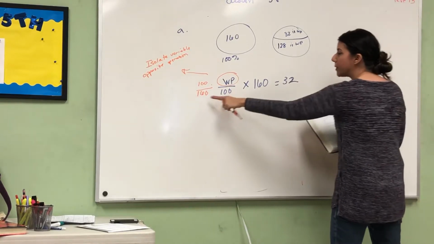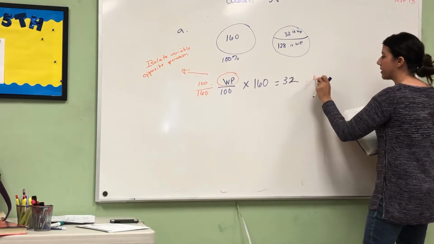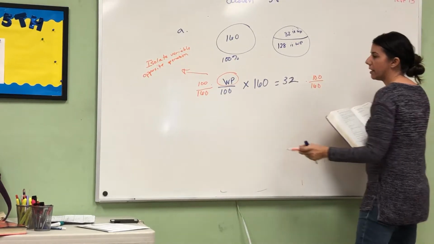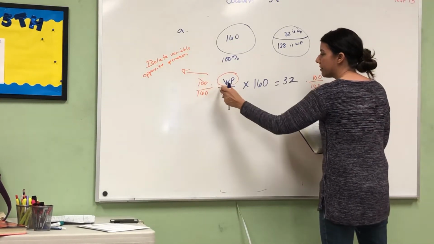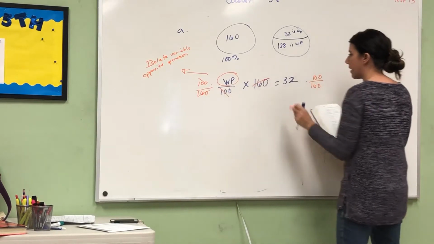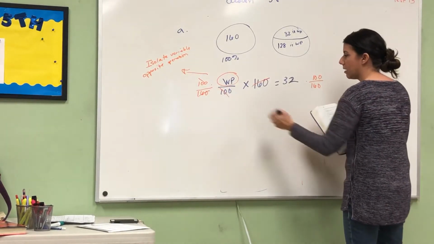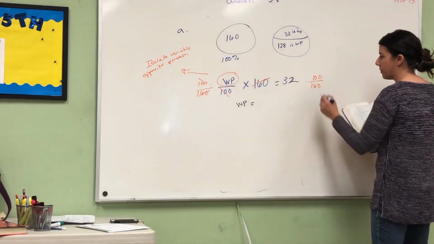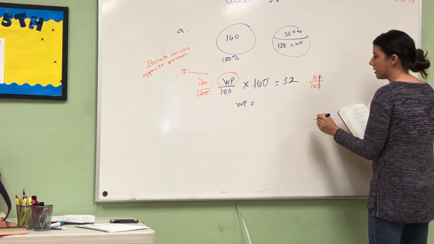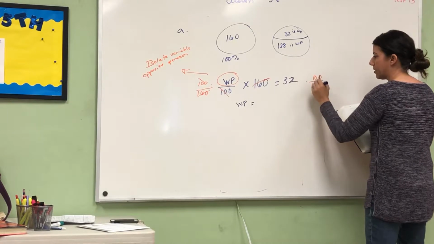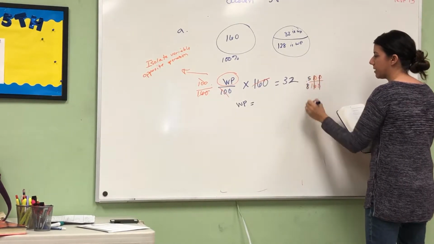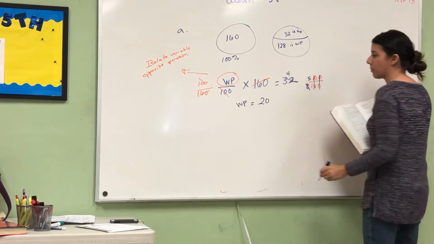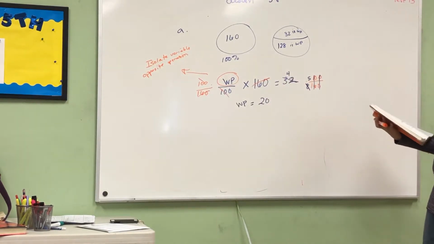So whatever we do on this side, we have to do on this one. The hundreds divide out, 160s divide out. So we get what percent is, and then we can do some math over here. This can reduce to 5 over 8. 8 goes into 32 4 times, and we get 20. So the answer is 20%.